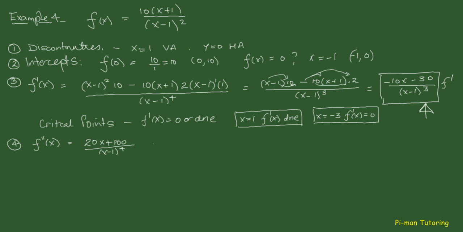And so here we have critical points again. We can see that if x equals 1, the second derivative does not exist. So that's a critical point. And we can also see that if x equals negative 5, the second derivative is equal to 0. So that's another critical point.